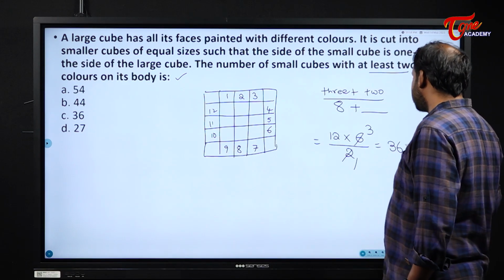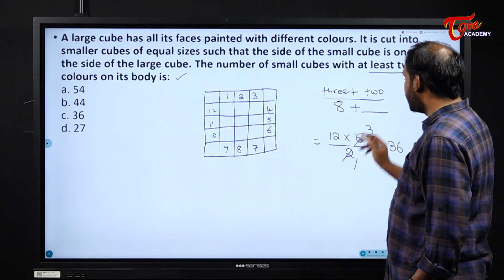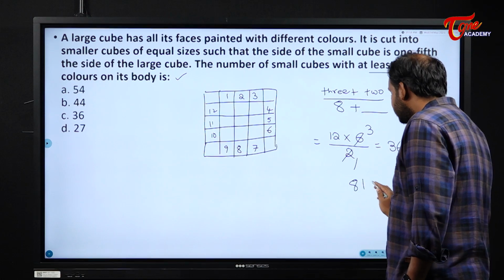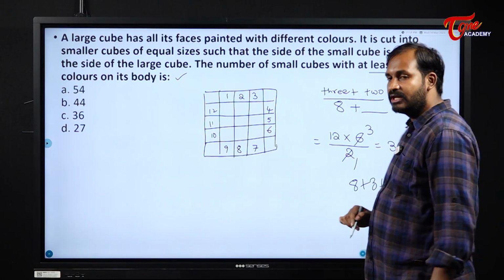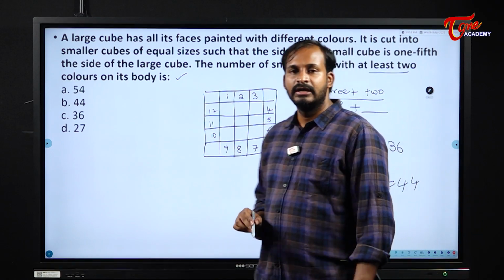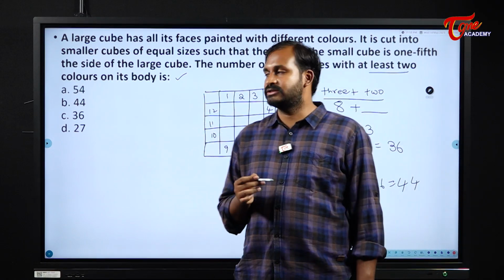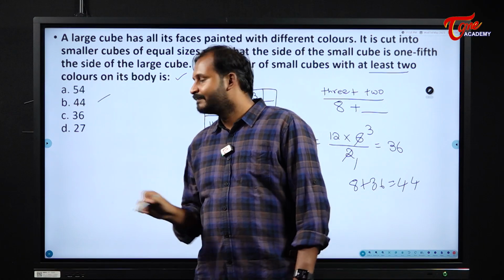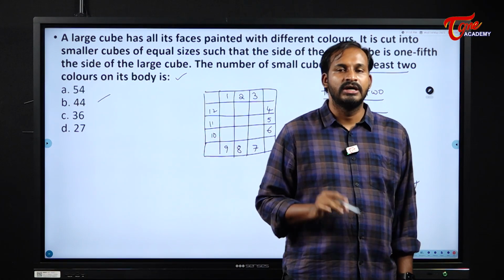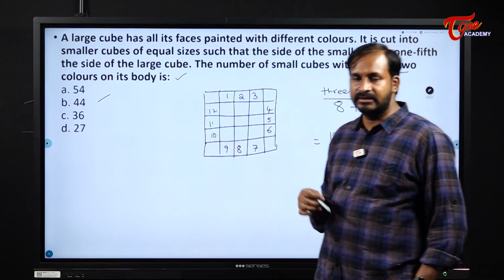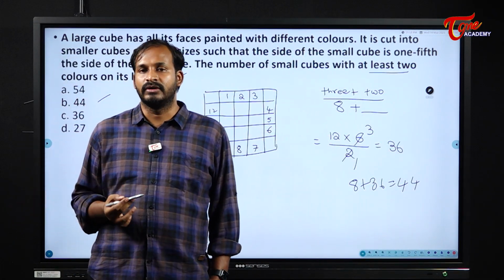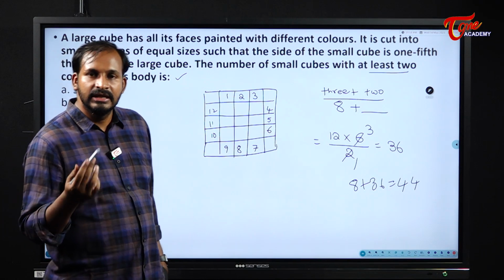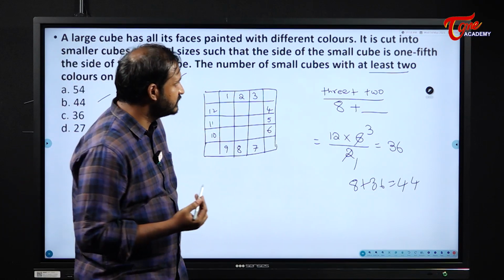36. But is this our answer done? No. We need to add this 8 plus 36. 8 plus 36. What you will get? 44. So, there are 44 cubes which will have at least 2 different colors on it. So, our answer here will become 44. Read the question carefully, students. Sometimes they will say exactly 2, sometimes they will say at least 2. At least 2 means you should also consider 3 also.